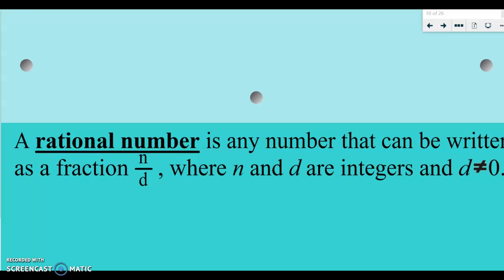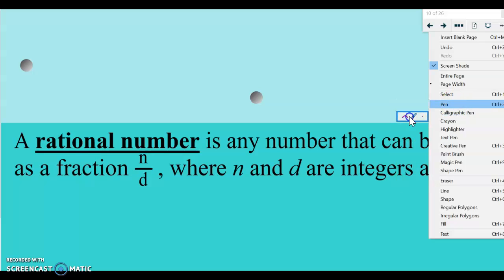Alright, so today our lesson is over rational numbers. A rational number is any number that can be written as a fraction n over d, where n and d are integers and d does not equal 0. So any number that can be written as a fraction.